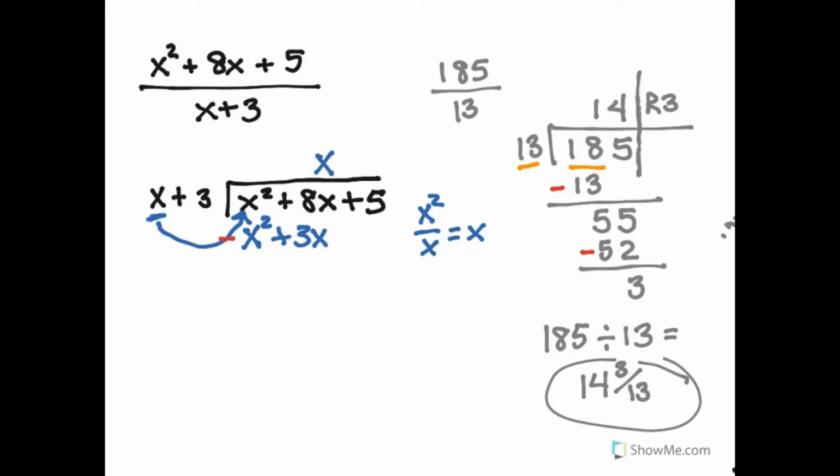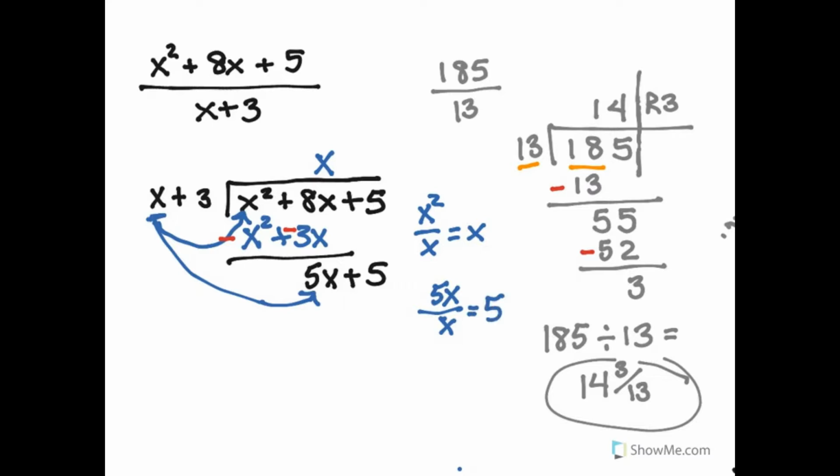Now I subtract, and that gives me x squared minus x squared, 0. 8x minus 3x is 5x. Now I bring down the 5, and I start this process of division again. X has to divide into 5x. So 5x divided by x is 5. I add 5 here. 5 times x is 5x, and 5 times 3 is 15. So when I subtract, I get negative 10 here.